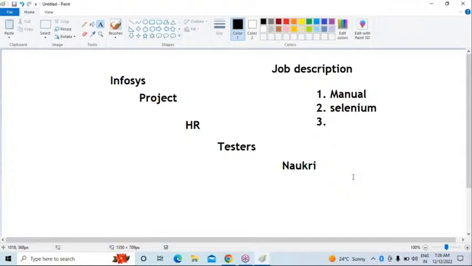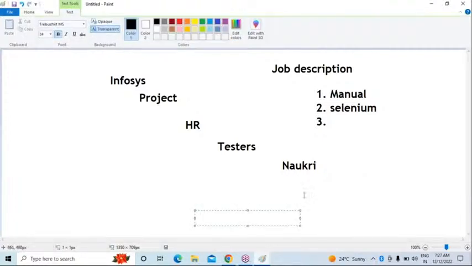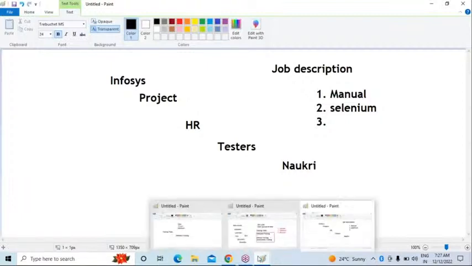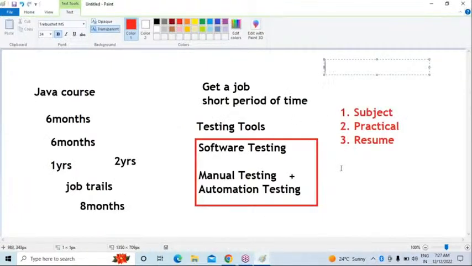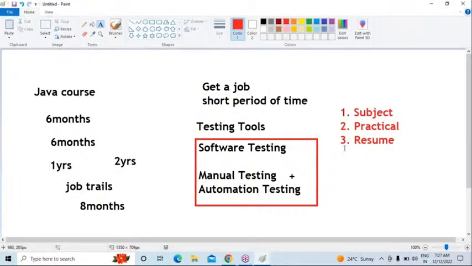So here we need to understand that. I will explain how to prepare the resume in a detailed manner. You need not worry about it. So what are the keywords we need to place? Based on the keywords, the resume will be shortlisted. So here we have to understand that.